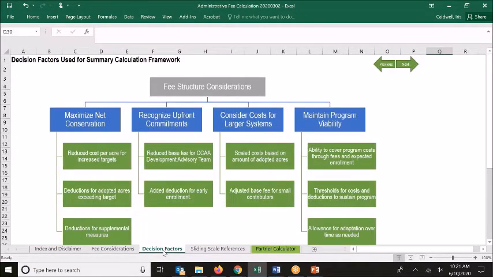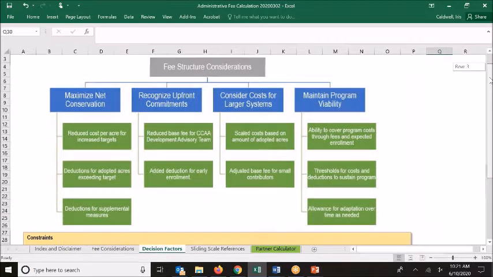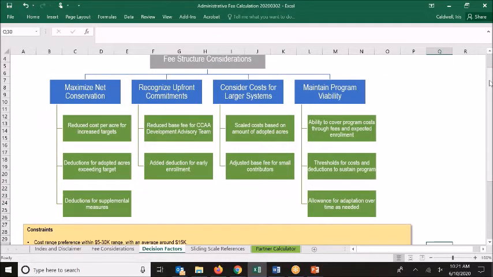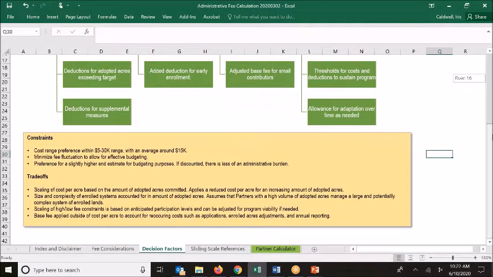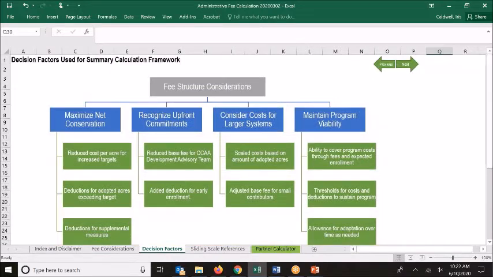The next tab, decision factors, walks through also the background as far as how we balance the variety of considerations that we took into account in developing the fee, and essentially how we have weighed the various aspects of what we're trying to accomplish with this administrative fee, balancing size considerations, differences in operations, and so forth. And there's some additional information here regarding some of the constraints and the trade-offs that have been taken into account.